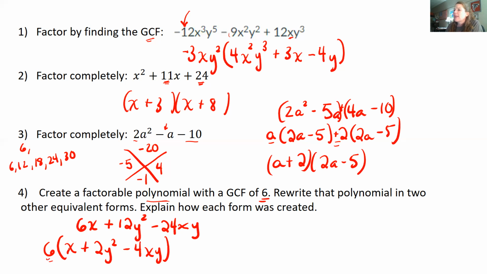And it says rewrite that polynomial in two other equivalent forms. All right, well, there's one, and then I could think of another set of factors of 6. So why don't you guys try to come up with a different polynomial that I wrote that has the greatest common factor of 6 and send it to me. Just Canvas inbox me, please. All right, but we're going to move on.